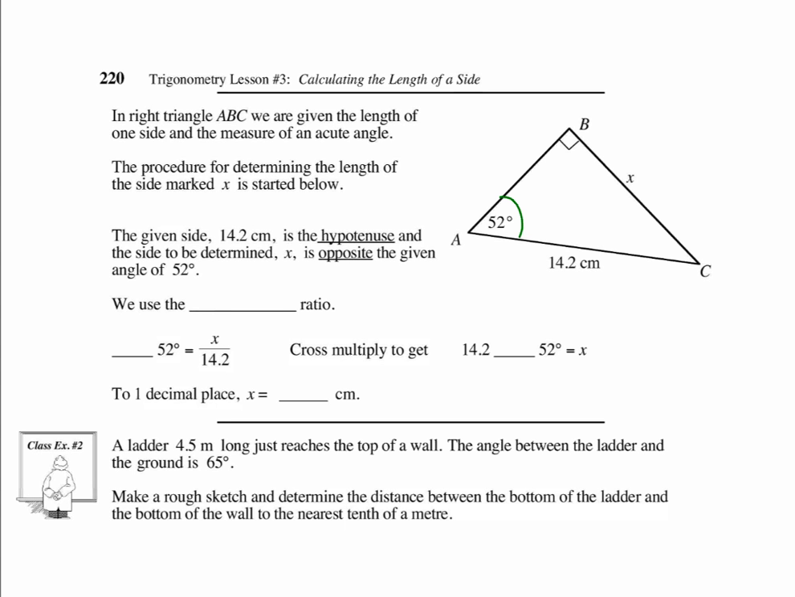When I say 2 pieces of information, I mean other than the 90 degrees. We need to know one of the acute angles and a side length. Then we can find any other side. If I was looking for side X here, and I have the angle of 52, I start by labeling my triangle based on the given acute angle A. We label what we have and what we're looking for.